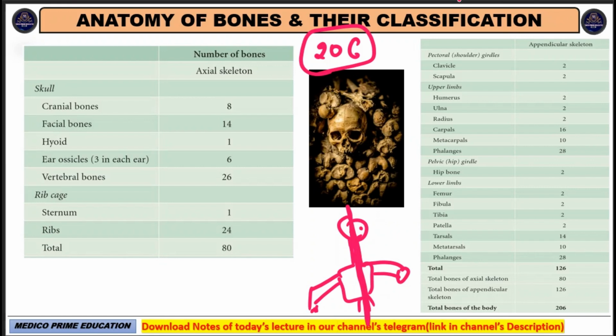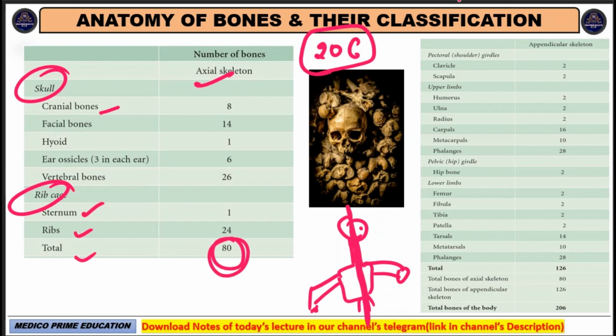In the axial skeleton you can see cranial bones, skull, rib cage, and in the rib cage, sternum and ribs. Total 80 bones in the axial skeleton, and total 126 bones in the appendicular structure. What comes in the appendicular structures? Pectoral shoulders, upper limbs, and pelvic hip, lower limbs, and these all make the 126 bones. These are not pairs, these are the numbers. Total number of bones in our body is 206. You already have this in the NEET syllabus.